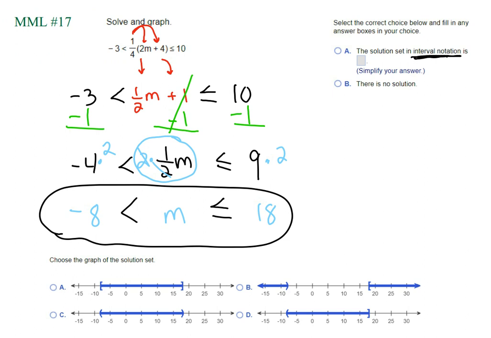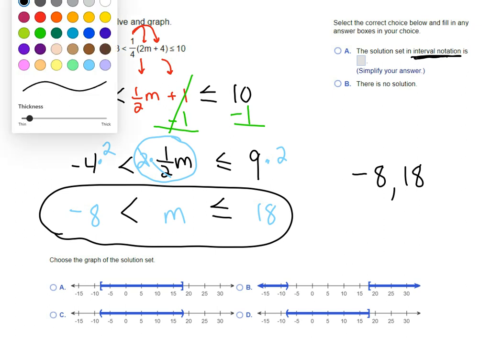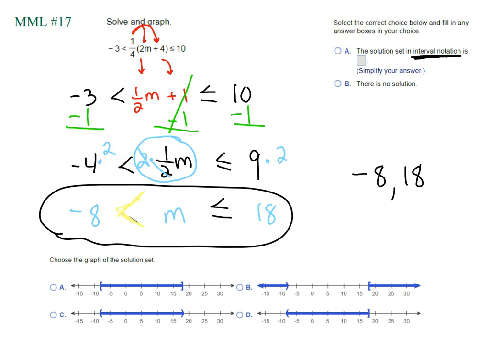Well, I can see that m is in between -8 and 18. So my interval goes from -8 to 18. But do I use parentheses, or do I use brackets, or do I use one of each? Well, let's see. Does this thing have... I'll go with yellow. Because this is a less than sign, I'm going to need a parenthesis here.